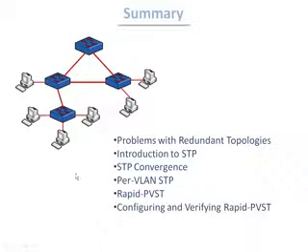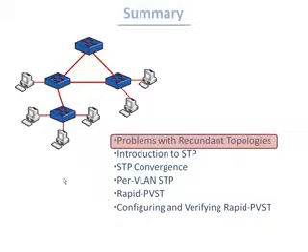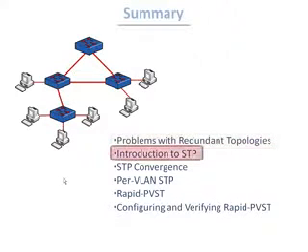But let's just recap what we did in this lecture. First, we introduced some problems in redundant topologies, like broadcast storms, multiple frame copies, or MAC address table instability. And then we introduced spanning tree protocol, which allows us to dynamically block one of the ports of a redundant topology, and then monitors the open one. In case this one fails, it will unblock the other one.